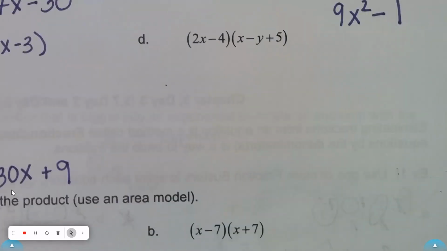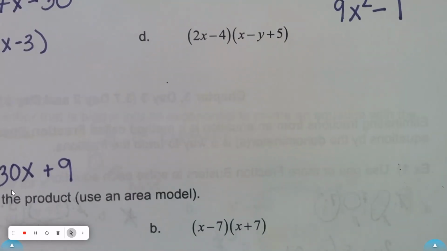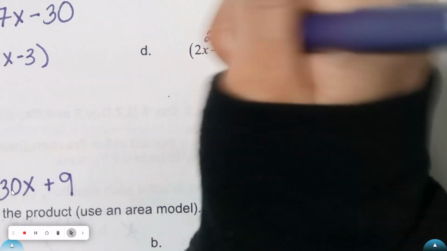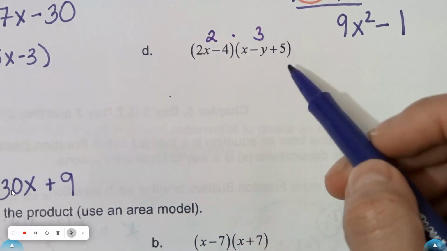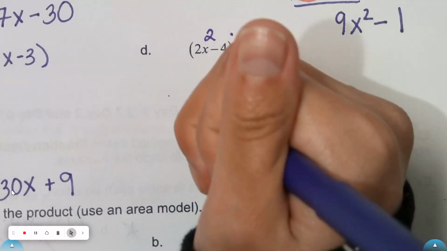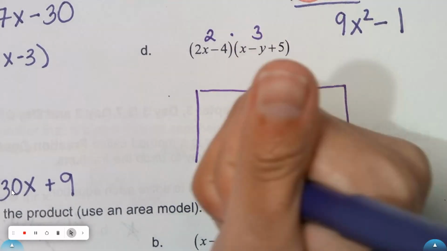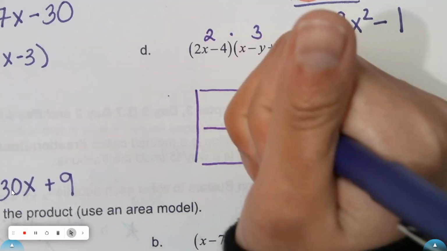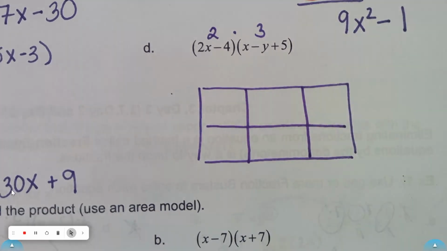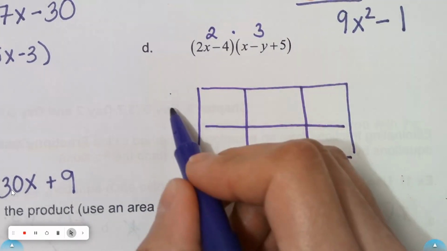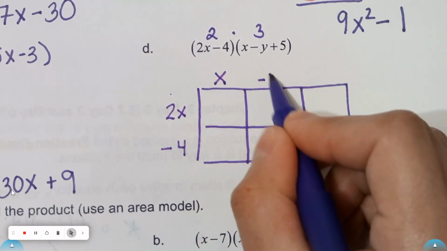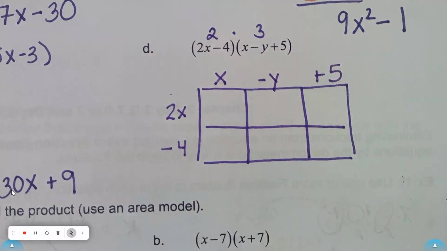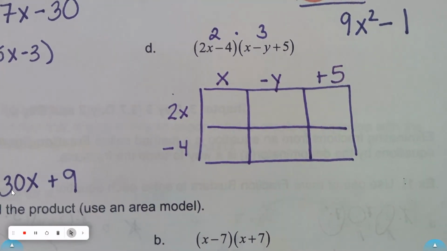Let's try letter D. All right, letter D, you'll notice, is a 2 by 3 box, meaning there are 2 things in the first and 3 things in the second. So this is a rectangle. You have a 2 by 3 box. I'm going to put the first one on the side, and I'll put the second one on the top. Here, I'm going to write 2x minus 4. And here I'm going to write x minus y plus 5.